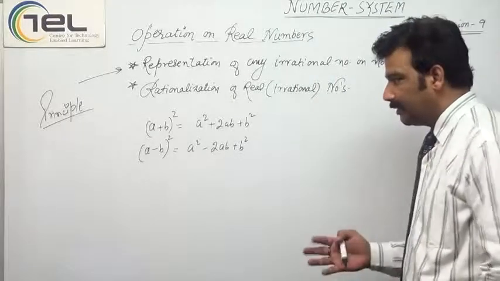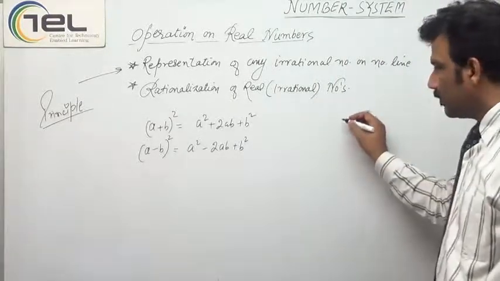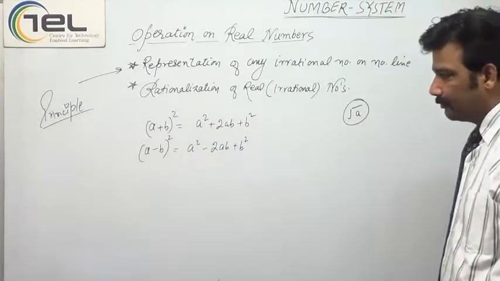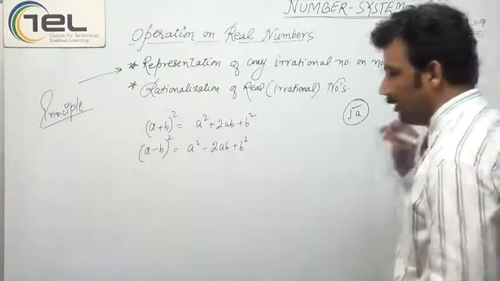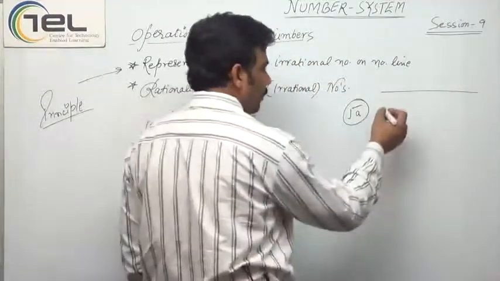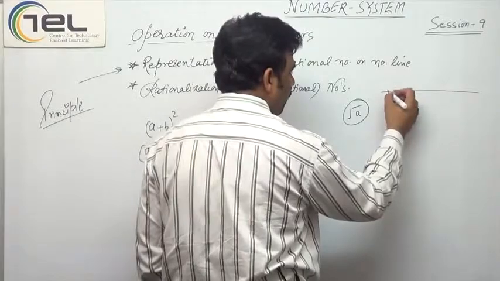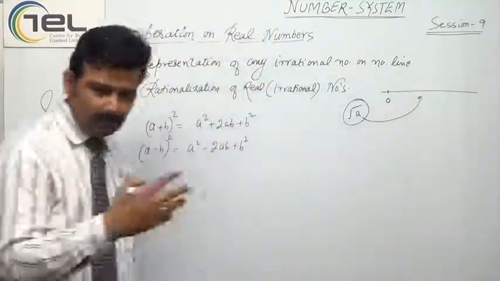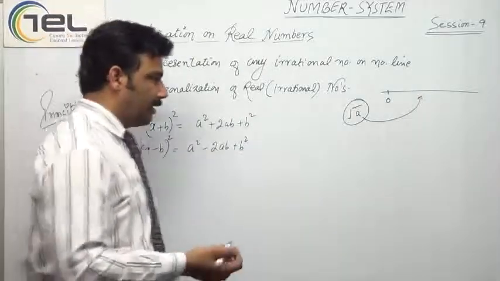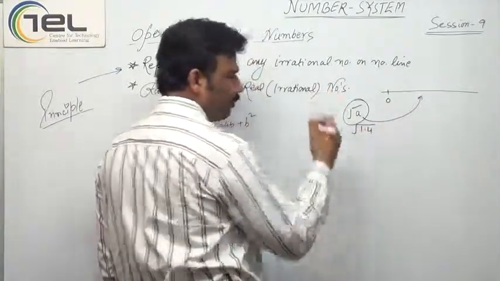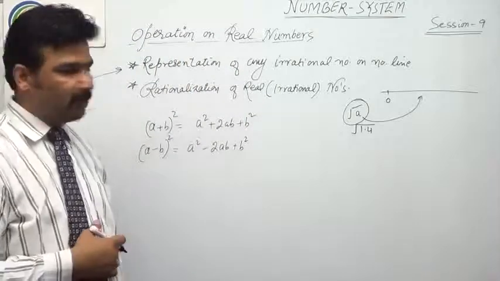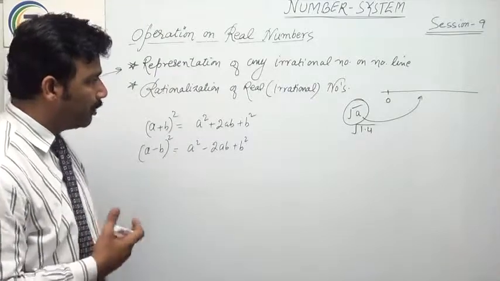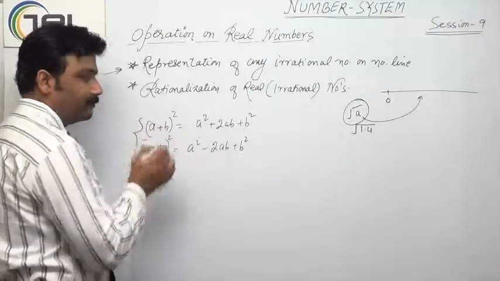Let's say I have to mark square root of a on the number line. This is the number line. I will put 0, and I have to mark where the square root of a will lie. Whatever the value of a is, it can take a value like 1.4, square root of 1.4. How to find it? I'm not aware of what the square root of 1.4 is. So to know that, we have this formula.